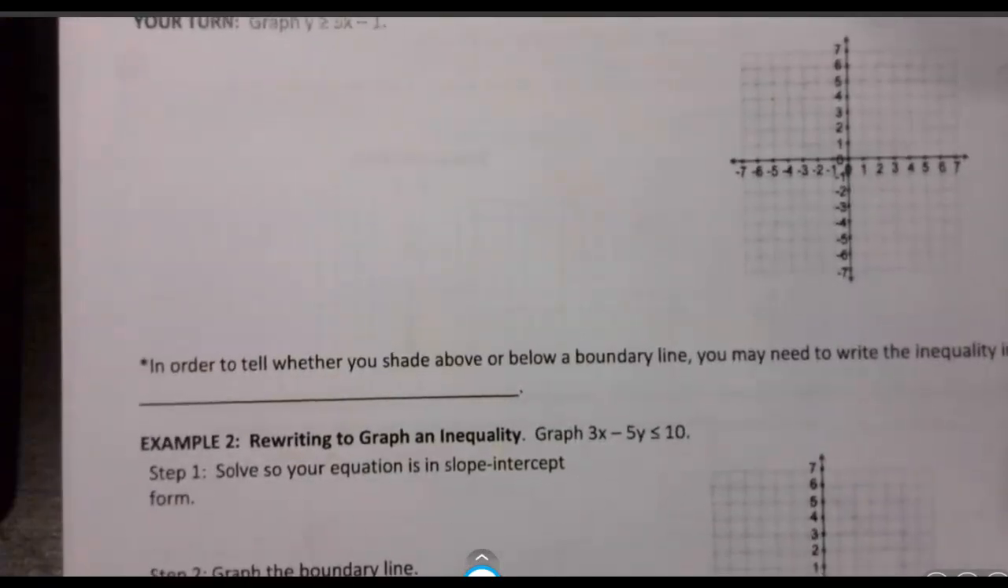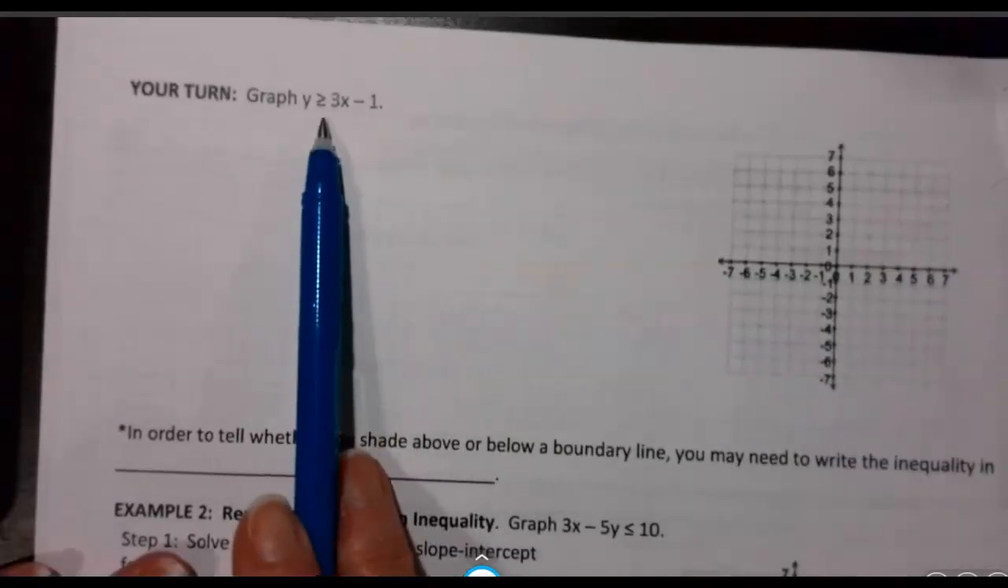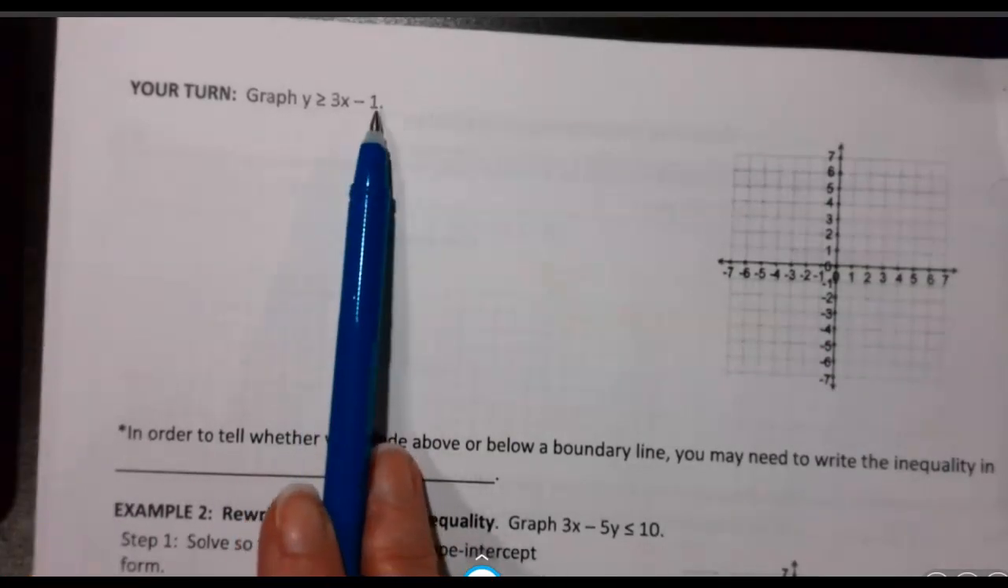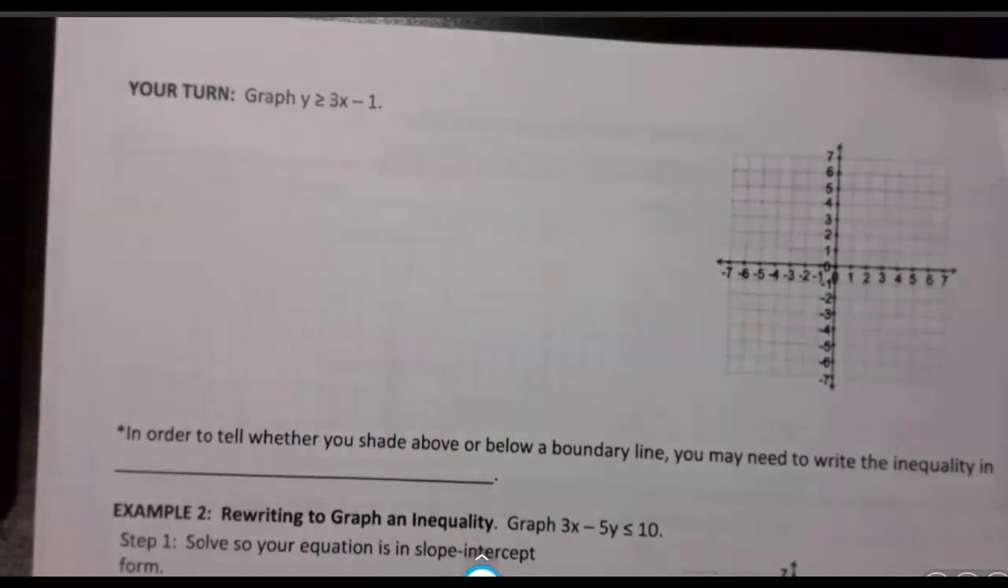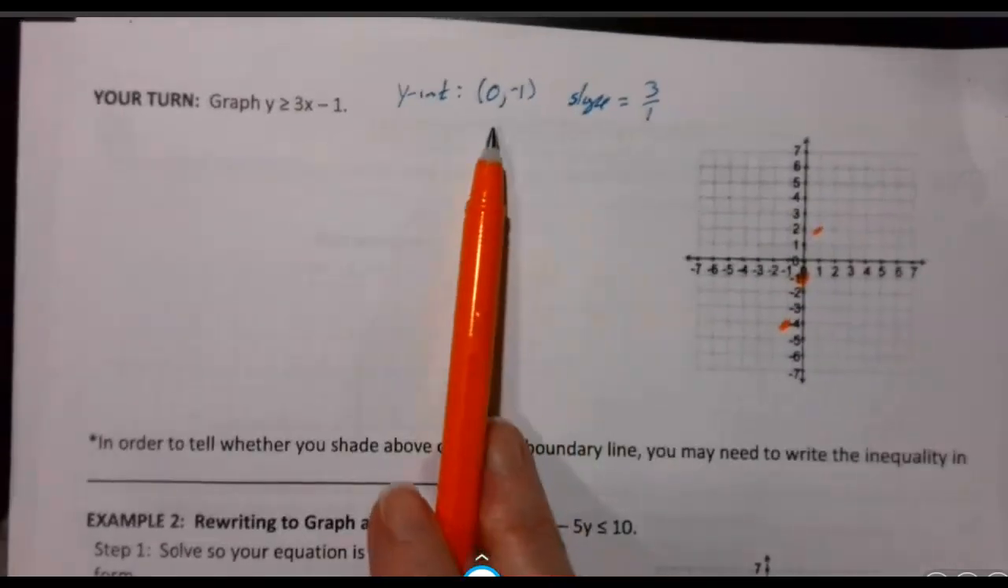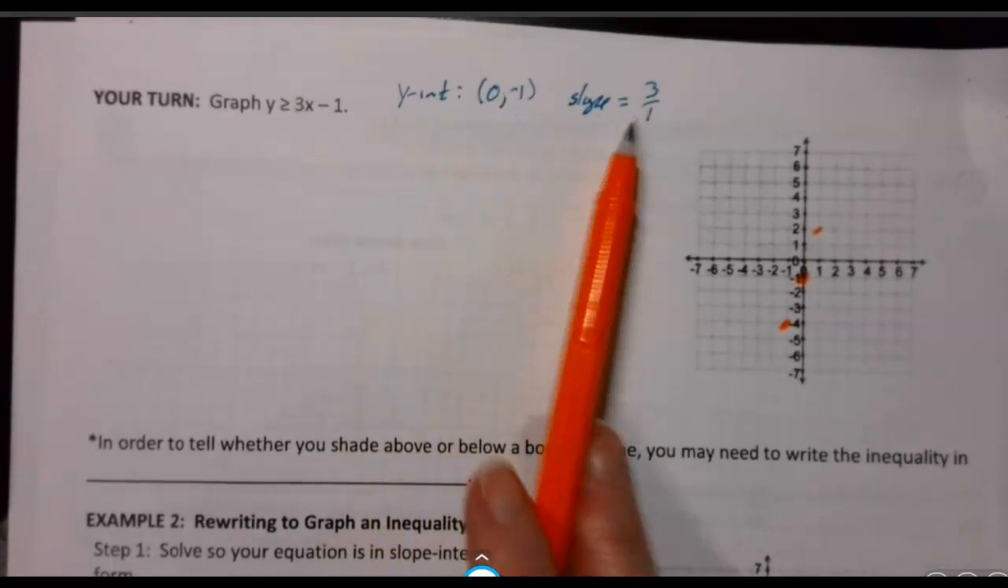So you're going to go through. You're going to plot the points of this line. You're going to then go and decide if it's dashed or solid. Then you're going to decide if you shade it. Go. So hopefully you've had a chance to do that. You recognize that your y-intercept is 0, -1, and your slope is 3 over 1.